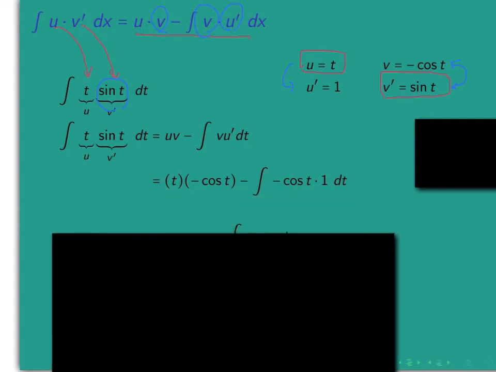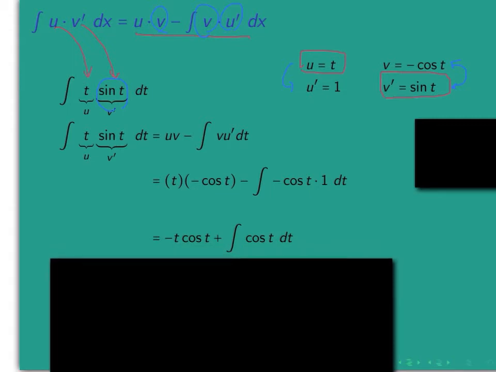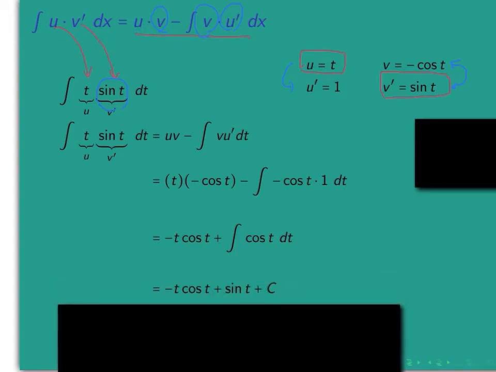Okay, let's do a little bit of cleaning up before we go further. So I'll just write that negative in front, and so we have negative t cosine t, and I'll pull this negative outside the integral, so I get plus the integral of cosine t dt. And as promised, that integral is much easier to evaluate than the original integral. An antiderivative for cosine t is sine t, and so finally we found the antiderivative. Minus t cosine t plus sine t, plus of course an arbitrary constant of integration.